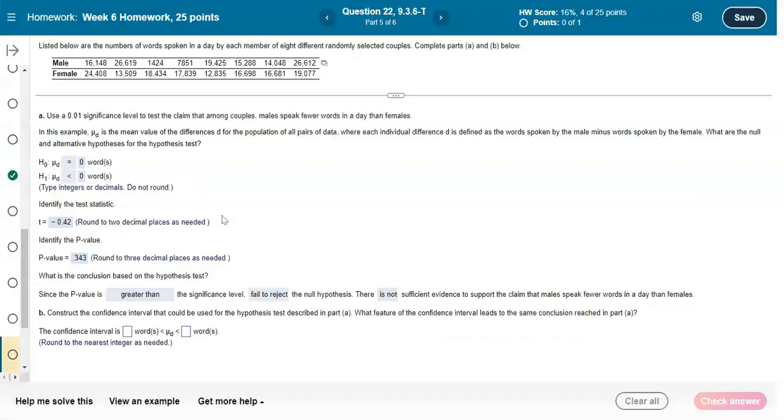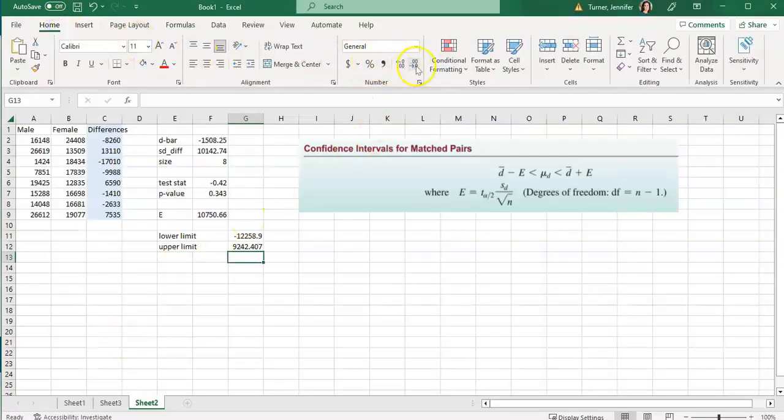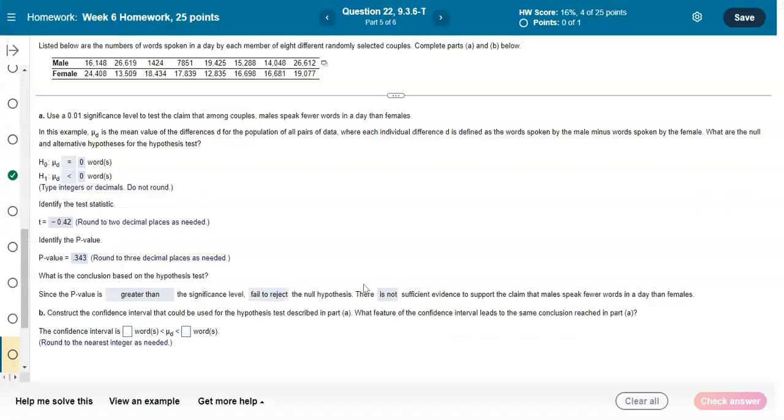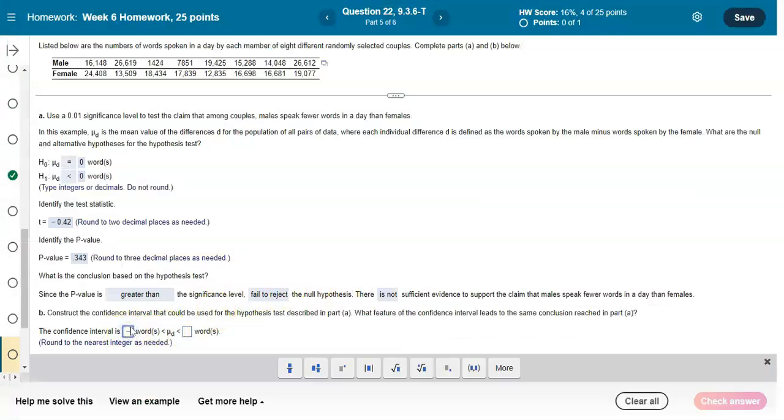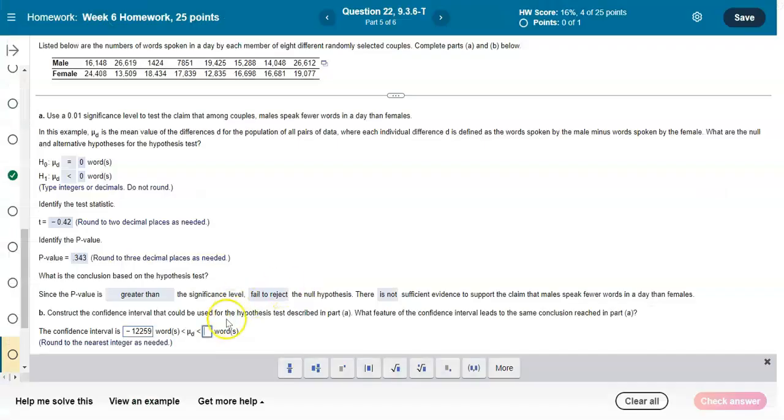Going back to the question, this said to round to the nearest integer, so that means no values after the decimal point. So let's go ahead and highlight those, go to home, and this button right here. So here's our integers. The lower limit is negative 12,259, and the upper limit is 9,242.